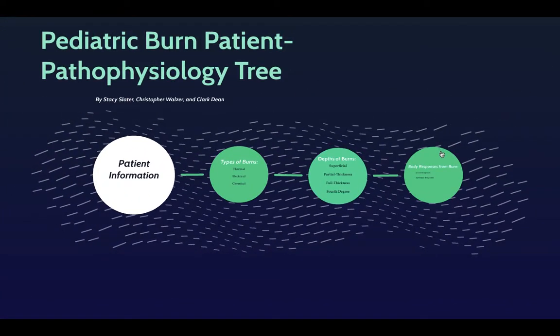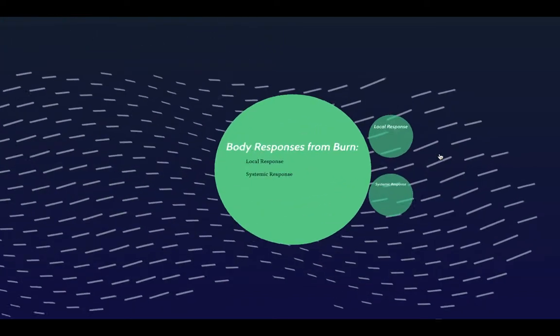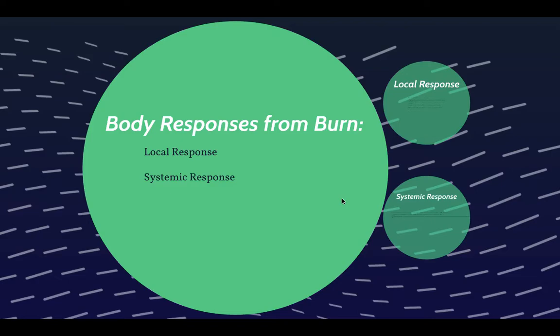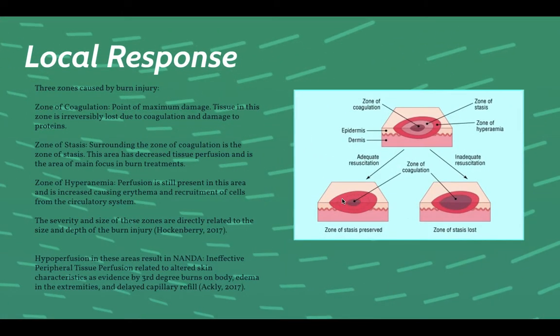And the final thing we're going to talk about in our pathophysiology tree is the body responses from burn. You have 2 types, local response and systemic response. For the local response, there are 3 zones caused by burn injuries. You have the zone of coagulation, the point of maximum damage. Tissue in this zone is irreversibly lost due to coagulation and damage to proteins.